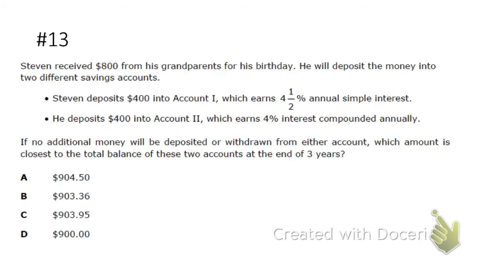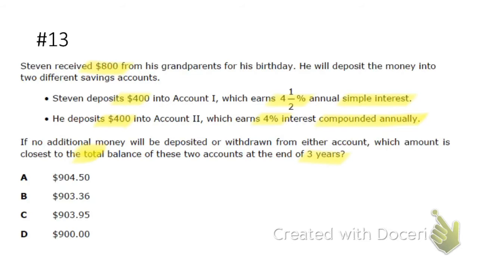Question 13, we're talking about Stephen. He received $800 from his grandparents for his birthday. He will deposit the money into 2 different savings accounts. Now we're not worried about that because it's broken up. So we know he has 400 at 4.5 percent simple interest, and 400 at 4 percent compound interest. If it says compounded, that means compound interest, even though it says compounded annually. No additional deposits or withdrawals are made in either account. Which is closest to the total balance of these two accounts at the end of 3 years?